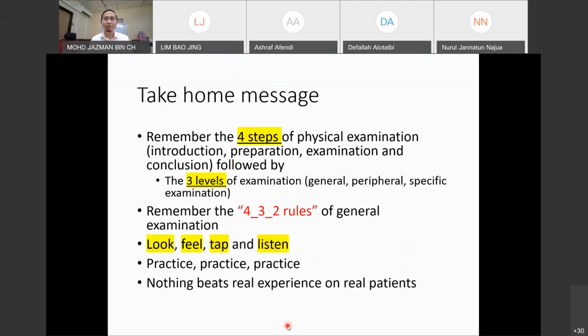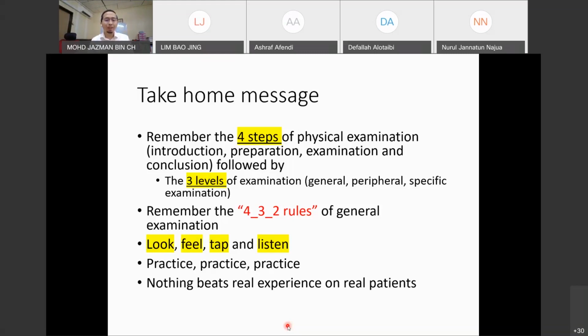So the take-home message for everyone: you need to remember the 4 steps of physical examination: introduction, preparation, examination, and conclusion. In your examination, you need to include the general, peripheral, and specific examination. On general examination, remember the 4-3-2 rules. Okay, and during your specific examination, apply the look, feel, tap, and listen approach. And in any physical examination, always practice so that you remember the steps. Okay, and then you refine your skills better.